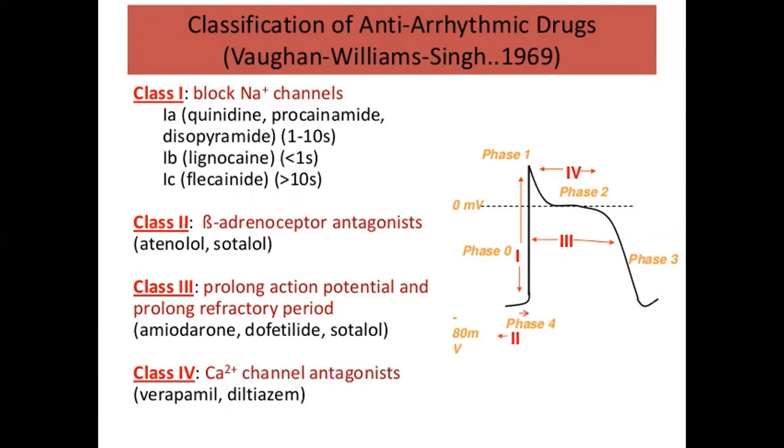Now class 3 prolongs the action potential and the refractory period, like amiodarone and sotalol. And class 4 are calcium channel antagonists, which I told you about in the case of antihypertensive drugs. They are dihydropyridine and non-dihydropyridine types. Non-dihydropyridines are benzothiazepines and phenylalkylamines. Under phenylalkylamine, verapamil is there, under benzothiazepines, diltiazem is there, and under dihydropyridine, nifedipine, felodipine and amlodipine are there.